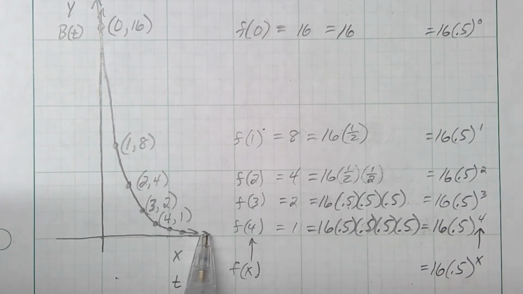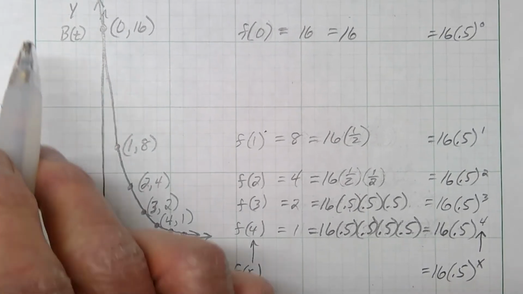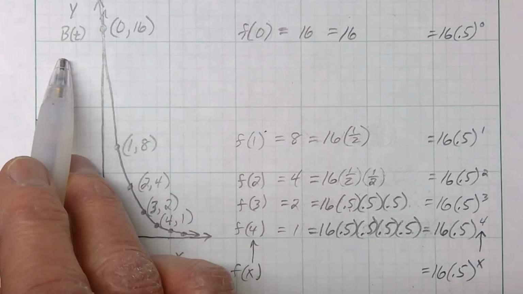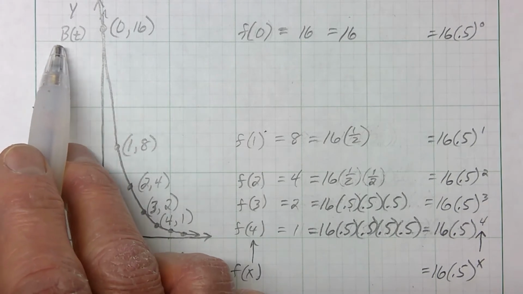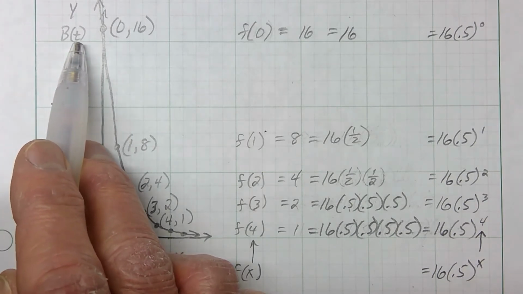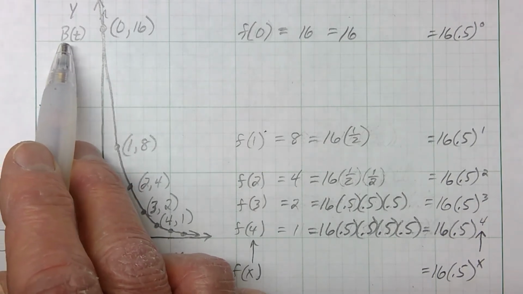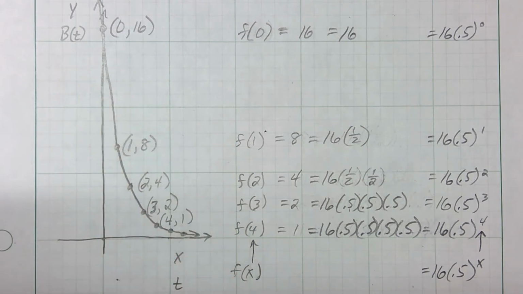Remember, this is the x-axis. Usually we call it t for time. It just depends on your story problem. This is the y-axis. If I'm using function notation, I'd say it's the number of bacteria as time goes by, or b in terms of t, or b of t.